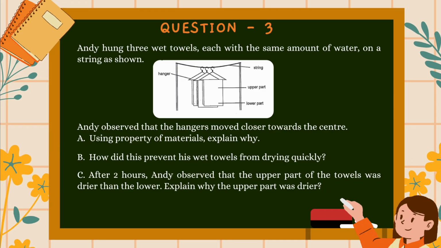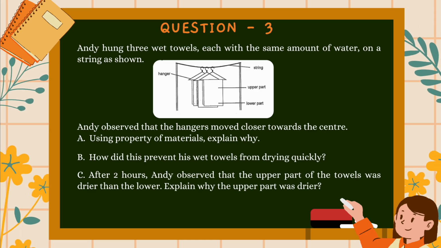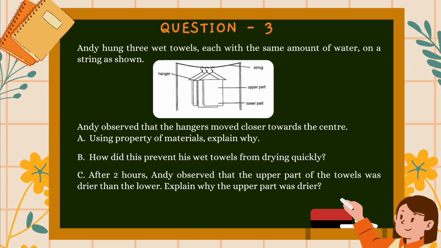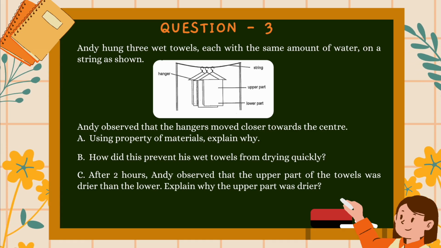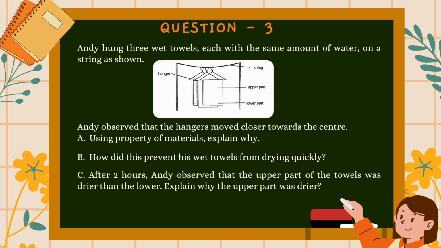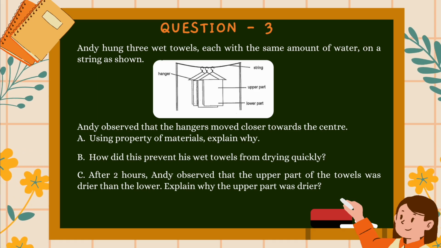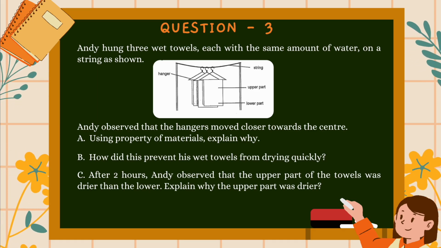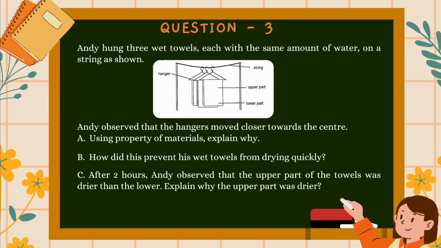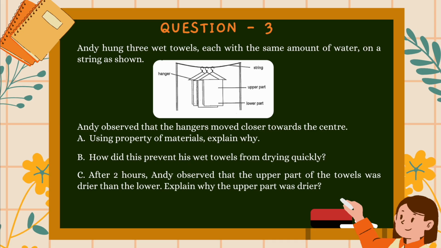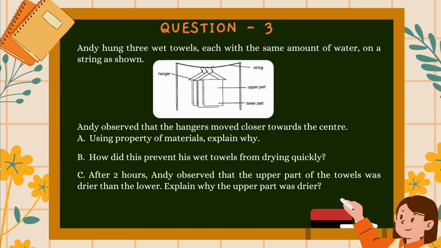Question 3. Andy hung 3 wet towels, each with the same amount of water, on a string as shown. Andy observed the hangers moved closer towards the center. A. Using property of materials, explain why. B. How did this prevent his wet towels from drying quickly?